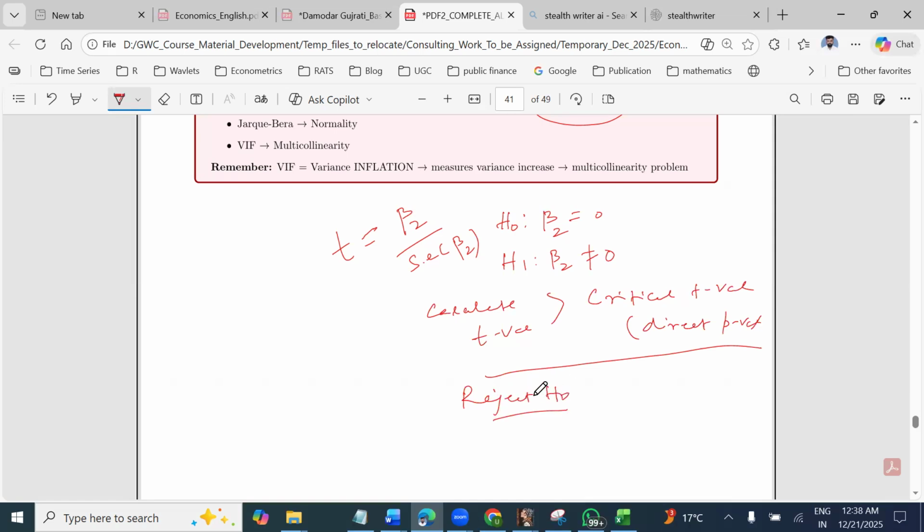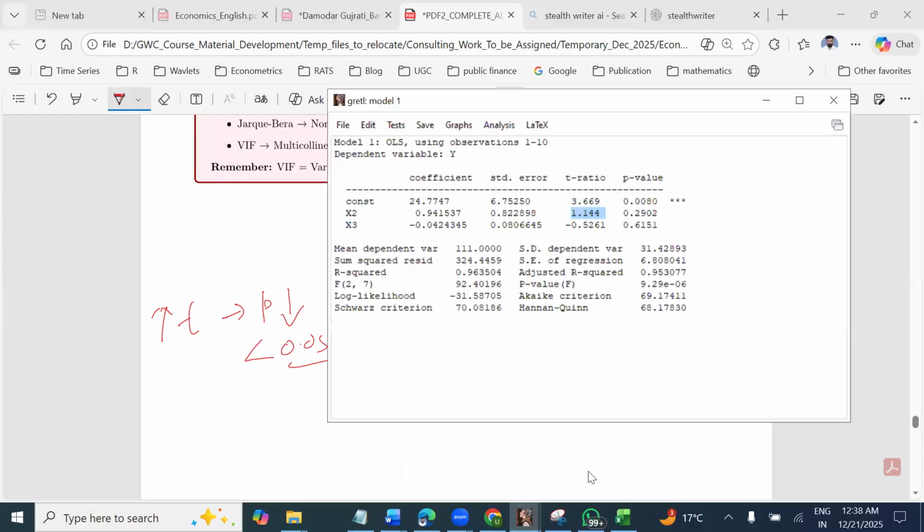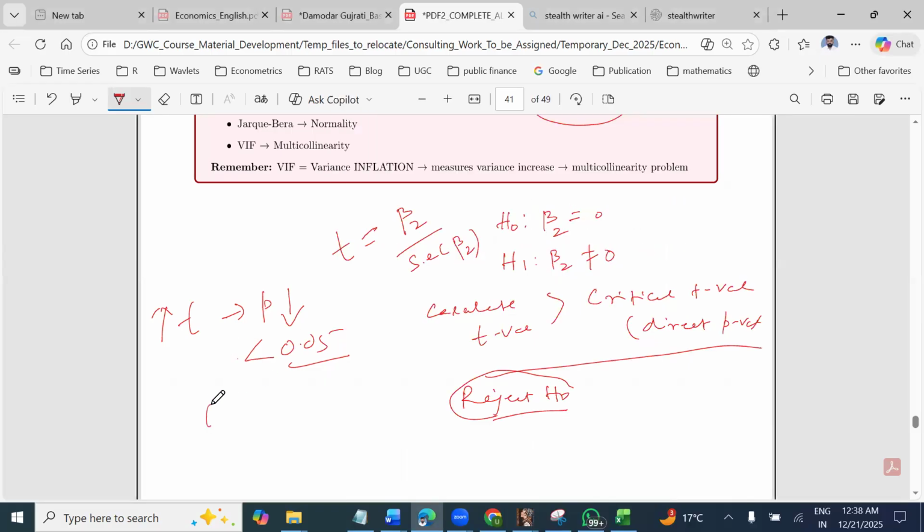Okay? Now, it means the t value should be much higher and the p value should be much lower. How low? It should be less than 0.05 at least. Now, you just see the p value is 0.2902. So what will be my conclusion, Chinmay?